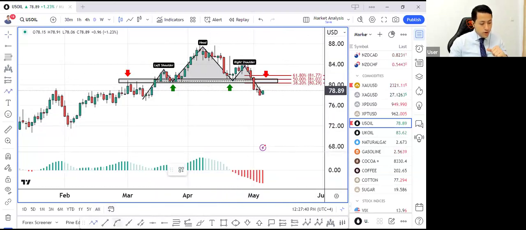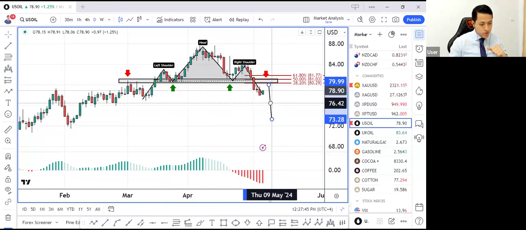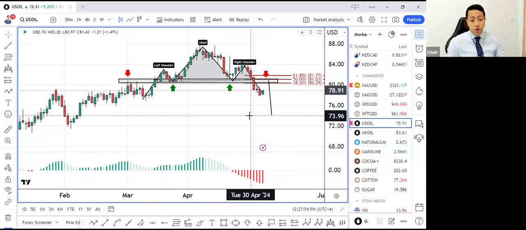We'll be moving lower to exactly this target, which is the distance between the head and the shoulder. So let's say on a medium-term expectation, I'm expecting that oil will continue moving lower to $74 per barrel. This is not something that you can capitalize on.